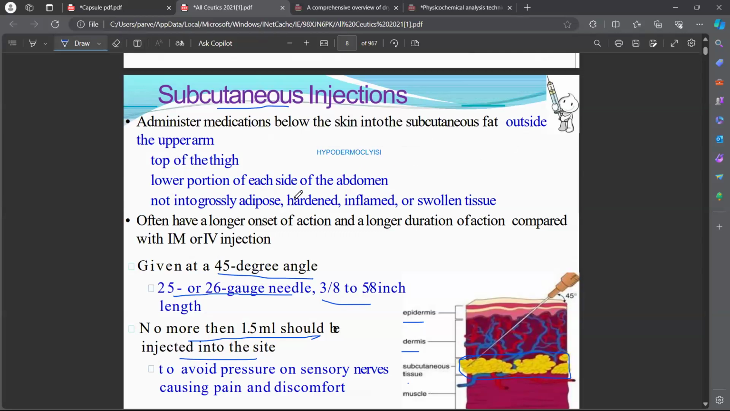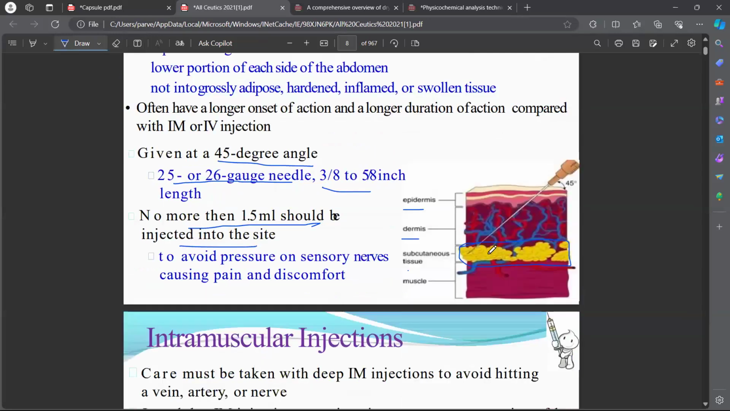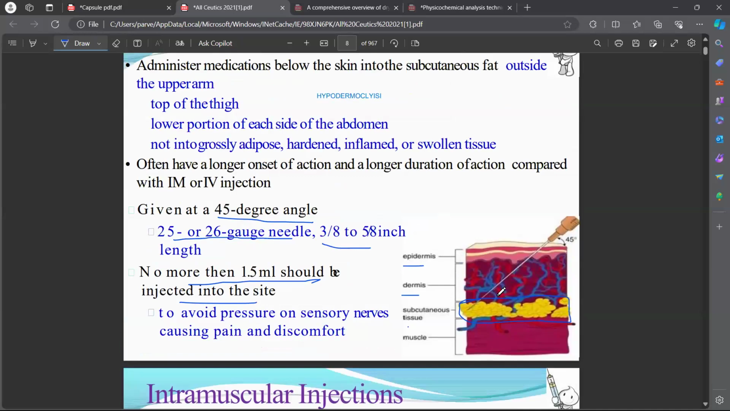In hypodermoclysis, what happens is that in subcutaneous, only a small volume of solution can be injected. To overcome this, we inject the hyaluronidase enzyme, which destroys the hyaluronic acid present in the fatty tissues. This opens the fatty tissue, by which a larger amount of drug can be administered into the subcutaneous.